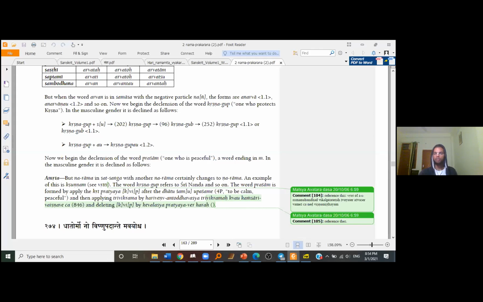Pra is an upsarga. Prasham. Prashant, we say prashant. So the same thing. We just add ta pratyaya here from kridanta, it becomes prashant. So a word ending in ma.